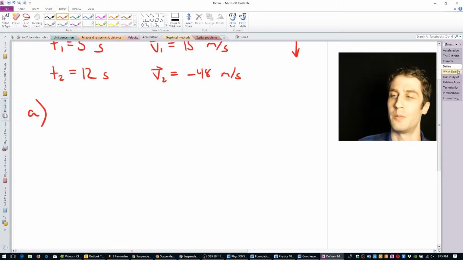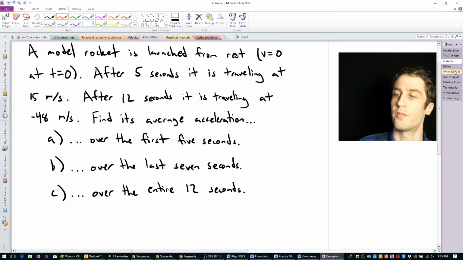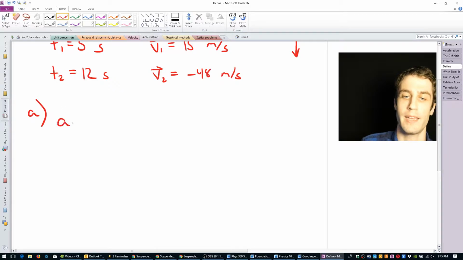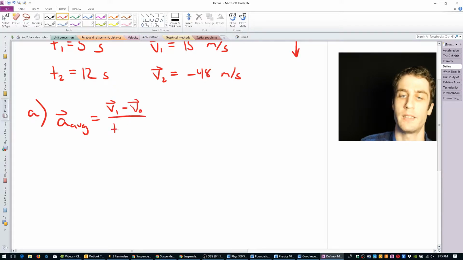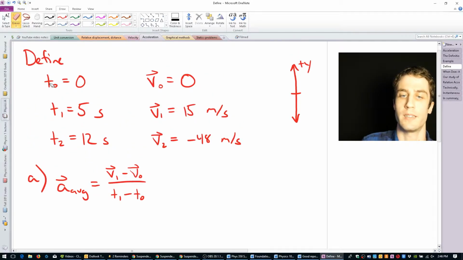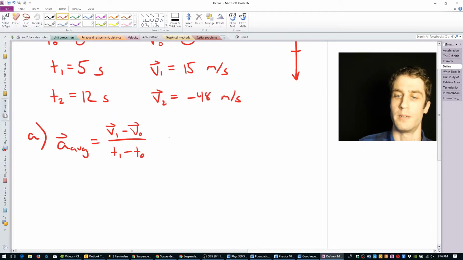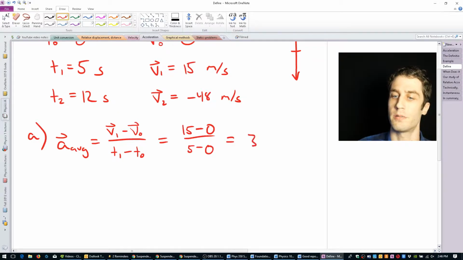All right, part A was to find its average acceleration over the first 5 seconds. Well, a average was v final, which was v1, minus v initial, which is v0, divided by t1 minus t0. That's the first 5 seconds, from t0 equals 0 to t1 equals 5 seconds. Well, what's that? Let's do that calculation. That's 15 minus 0 divided by 5 minus 0. 15 divided by 5 is 3 meters per second squared.